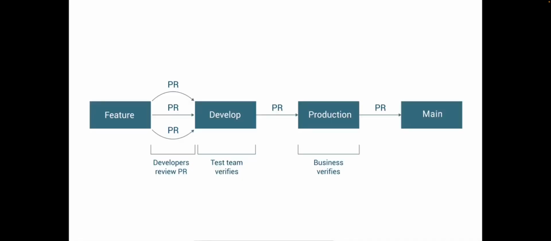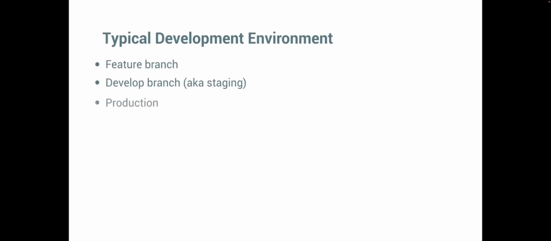What exactly do we mean by multiple development environments? A development environment refers to the phase in which you write, edit, test, stage, and deploy code. A typical setup has three main environments: the feature branch, the develop branch, also known as staging, and production. Let's dig in just a little deeper to this.